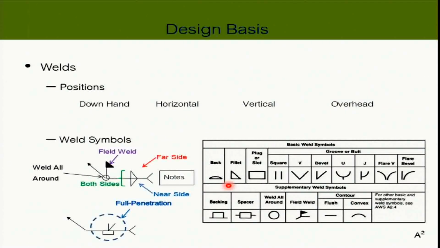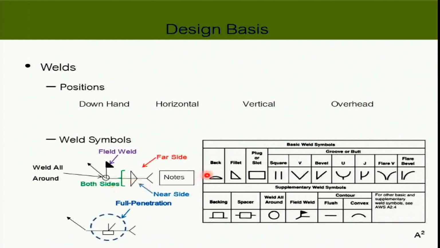Generally, the position of welding would be the downhand, which is a typical welding process, very easy to control, the horizontal, the vertical, and then the overhead, which is the least preferred method, because the fire will drop onto your head, right? Well, no, it's very hard to control the quality, that's all.